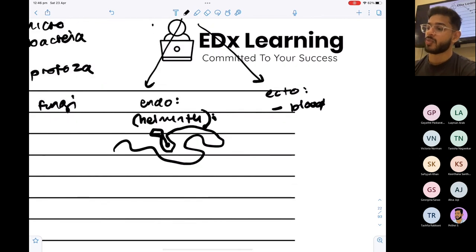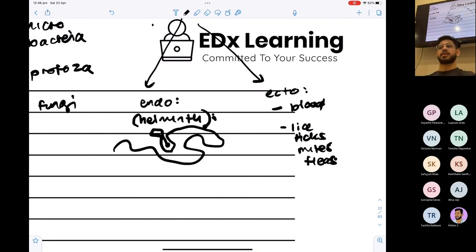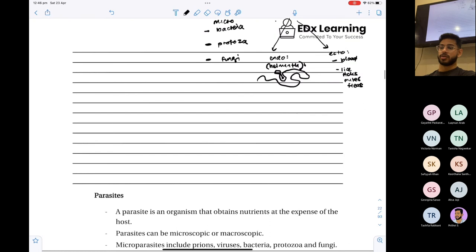And then ecto, what are some examples of ectoparasites? Pardon? Yeah. Lice. Ticks. Mites. Fleas. Those are some examples. Okay? Now you just have to know one example of each. Pick one. Now I'm going to show you.